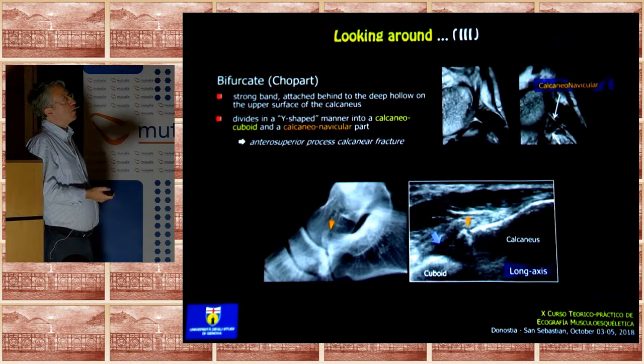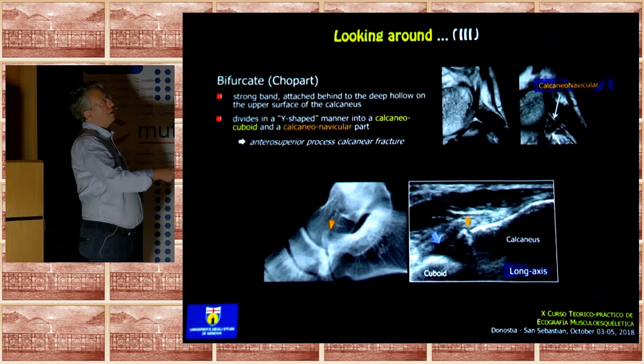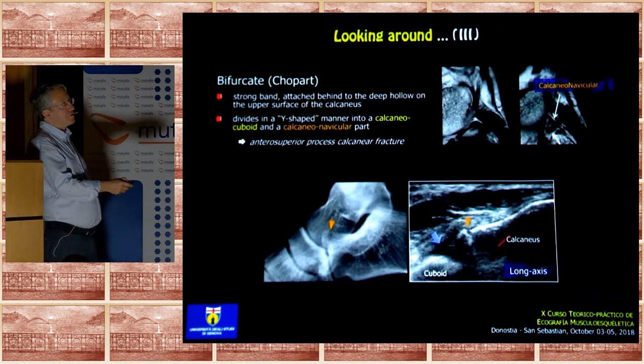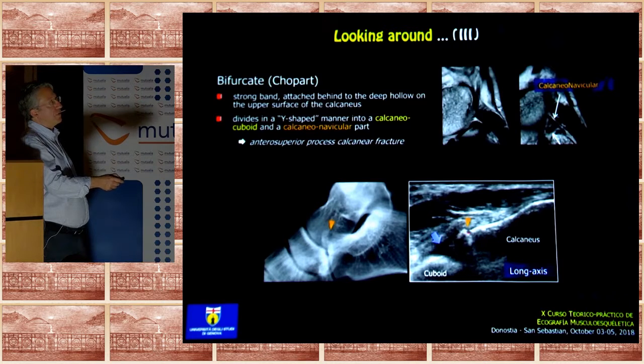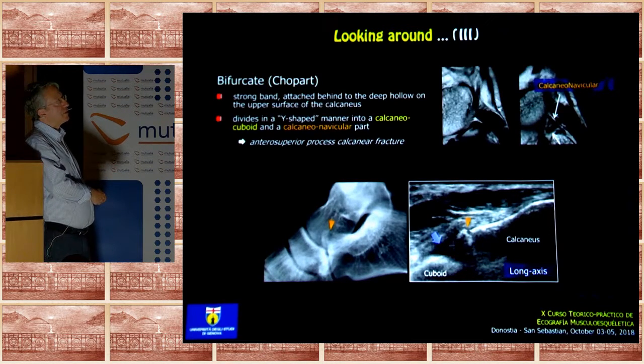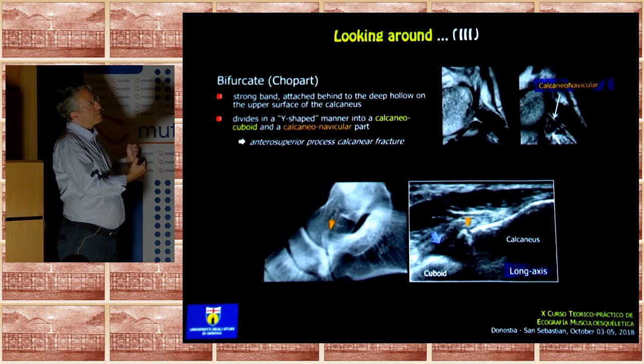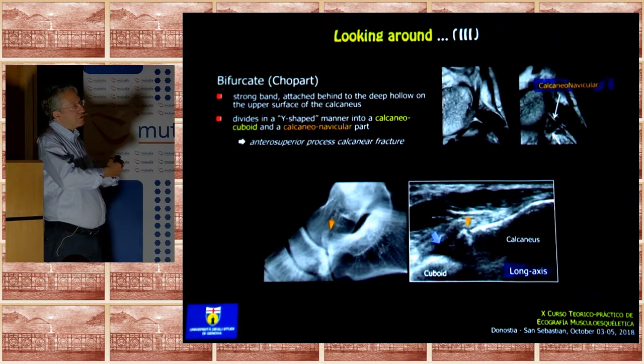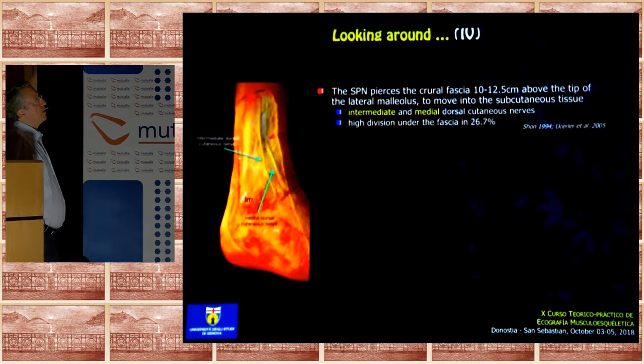The patient comes to ultrasound due to chronic pain in this area. You ask the patient, where is the pain? There. You place the probe over there and you see the fracture. And you see the fragment is in continuity with the ligament. But remember that the mechanism may be related not only to a stretching trauma, but to a nutcracker mechanism.